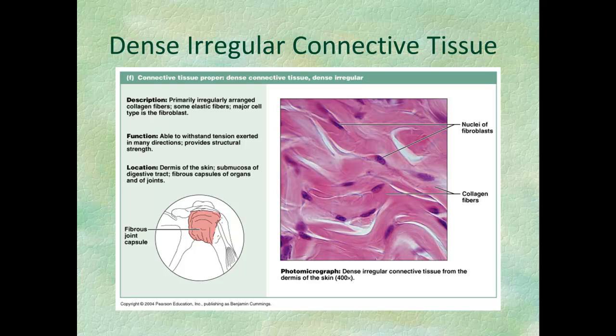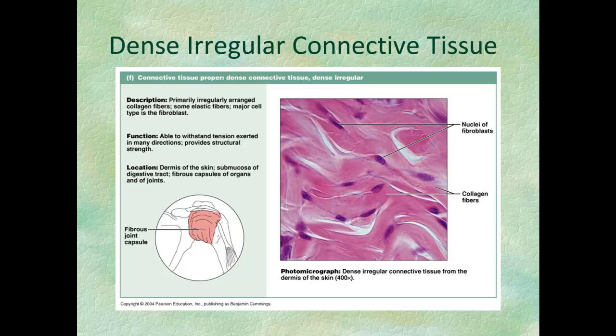With the dense regular connective tissue, it's basically resistant to pull in one direction, because the muscle is going to pull on that tendon from one direction only, or the connections between the two bones are going to be in one direction only. Dense irregular connective tissue, however, is resistant to stretch and pulling in more directions.